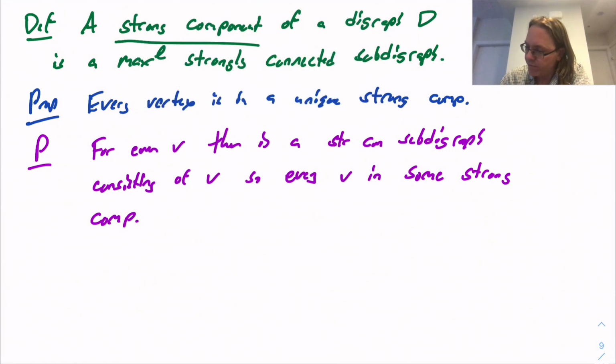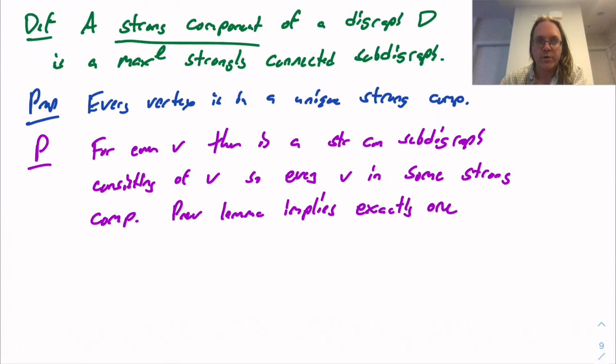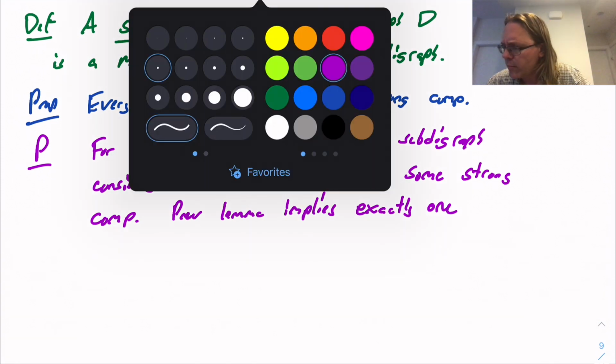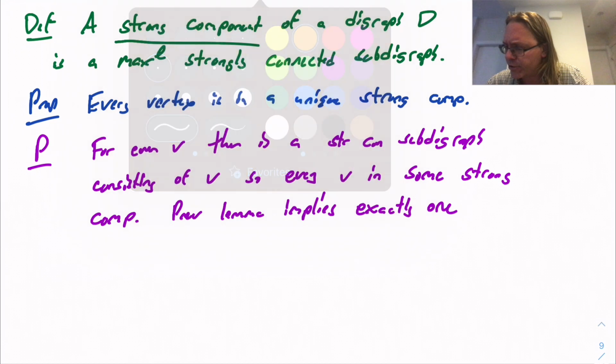So my proof here: for every vertex V, there's a strongly connected subdigraph consisting of V, so every V is in some strong component. The previous lemma implies exactly one. So there we are. So we do have a notion of a strong component that is going to behave kind of like a component did in undirected graphs, at least in the sense that every vertex is going to be contained in exactly one strong component. Let me go ahead and draw a picture of something here.